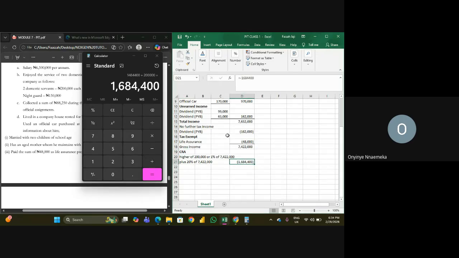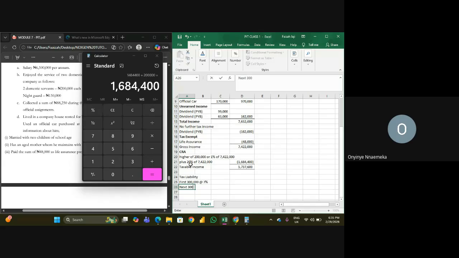Then we're now going to have our what? Taxable income, which is this particular amount. So on the taxable income, we'll calculate tax liability. To calculate tax liability now, we have first 300,000 at how many percent? At I think 7%.